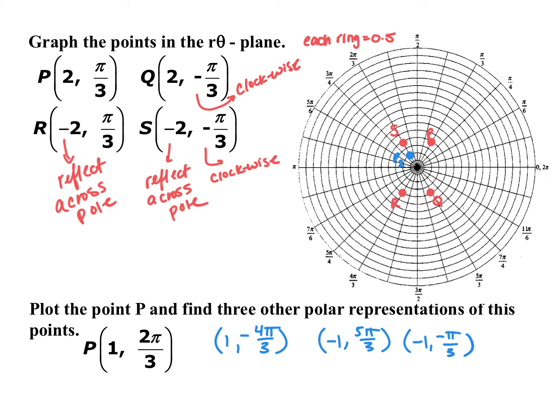So when you're plotting points in the polar coordinate plane, we label them as (r, θ), but we always do the angle first and then the radius. A positive angle goes counterclockwise, a negative angle goes clockwise, a positive radius just goes out that distance from the pole, and a negative radius reflects across the pole and goes backwards that distance.